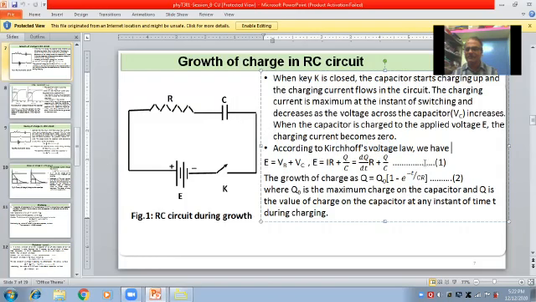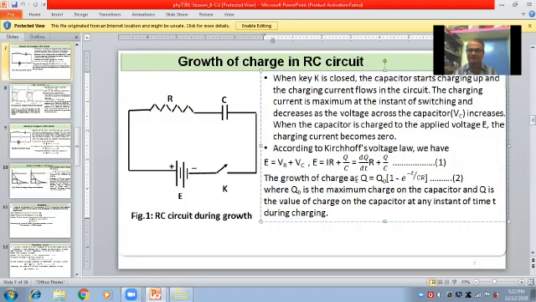According to Kirchhoff's voltage law, we have E is equal to VR plus VC. This is the EMF of the battery, VR is the voltage drop across the resistor, and VC is the voltage drop across the capacitor. So this we can write as: voltage drop across a resistor is IR, and voltage drop across the capacitor VC is Q by C, and I is written as dq by dt, so E is equal to R dq by dt plus Q by C. This is equation 1.